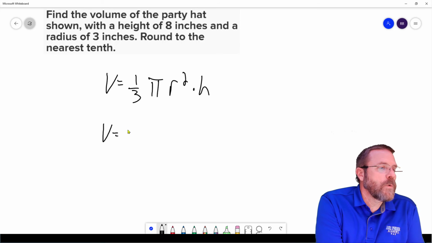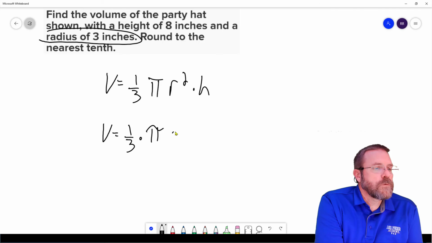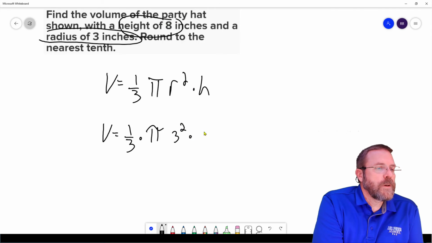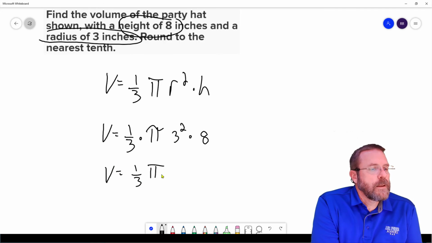I set up my formula as volume is equal to 1/3 pi times radius squared times the height. That's also known as 1/3 times the base area times the height. I'm going to plug in what I know. The 1/3 I'm going to leave alone. The pi I'm going to leave alone. My radius right here is 3 inches, so I'm going to have 3 squared, and my height right here is going to be 8. Now I can say volume is equal to 1/3 pi, and then 3 squared is going to be times 9 times 8.